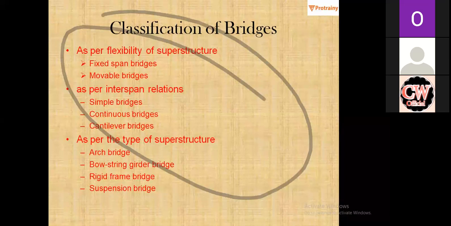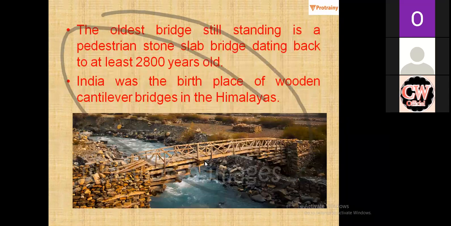Then comes, as per interspan relations, simple bridges, continuous bridges, and cantilever bridges. If we are talking about this bridge, this is a kind of cantilever bridge, right? Because there is no support in between this span. There is a support at the beginning of the bridge and at the end of the bridge. So it's basically a cantilever jutting out of either end, and it is connected at the center, forming the deck.